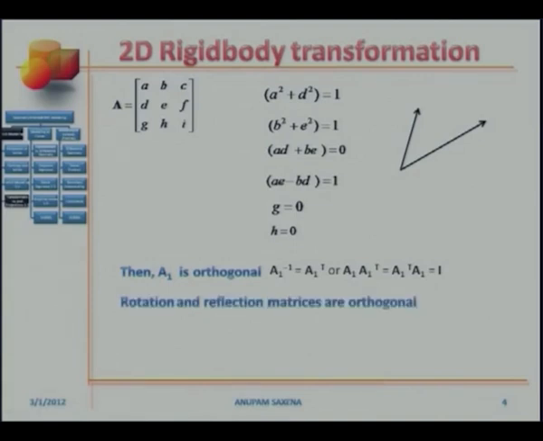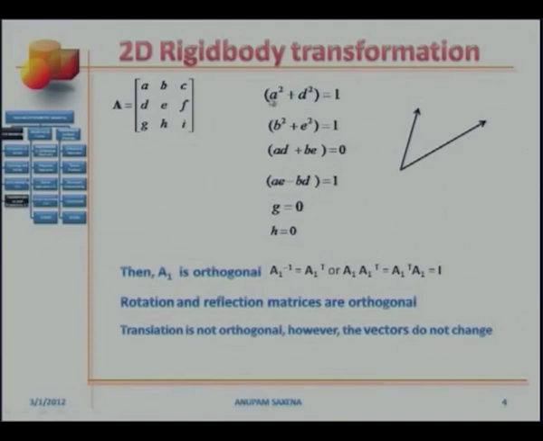If we look at rotation and reflection matrices, the cases that we had discussed in lecture 9, we find that rotation and reflection matrices are orthogonal. However, translation is not an orthogonal operation. In that case, the vectors do not change. Let's go back to these conditions.